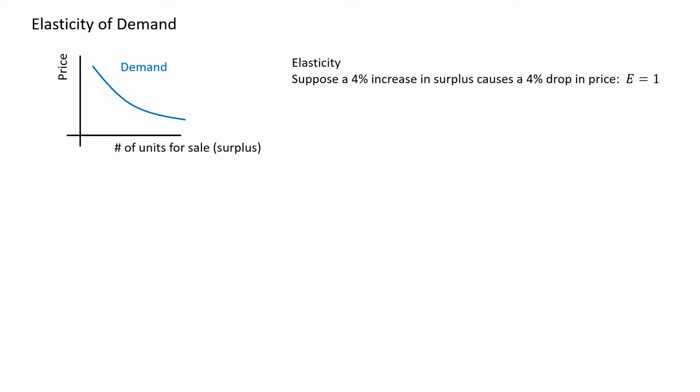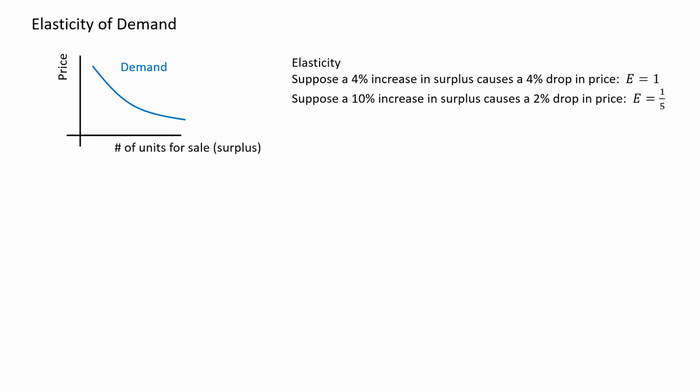Technically, the elasticity is the percentage change in surplus divided by the percentage change in price. So 4% divided by 4% is the number 1. And we call this unit elasticity, meaning a value of 1.